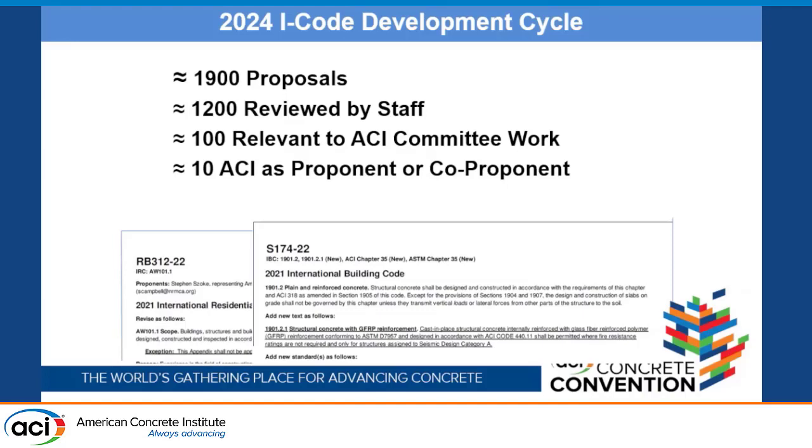There were more that were relevant to the concrete industry, but ACI is only concerned about advancing the concrete technology as it's presented by our committees. And 10 of those were ones where ACI was either a co-proponent or the proponent at submitting the code change, like a code change to add 440.11, which is the glass fiber reinforced polymer rebar for use in structural concrete. We put in a code change proposal to add that to the code.